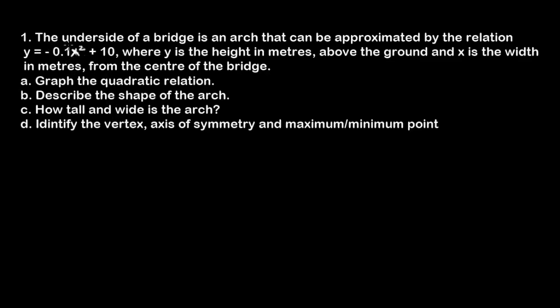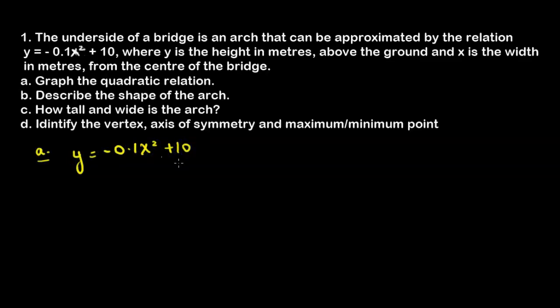Let's read the question first. The underside of a bridge is an arc that can be approximated by the relation y is equal to negative 0.1 x squared plus 10, where y is the height in meters above the ground and x is the width in meters from the center of the bridge. Graph the quadratic relation. So we have this quadratic relation: y is equal to negative 0.1 x squared plus 10.